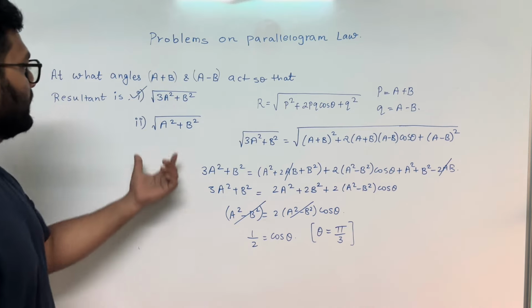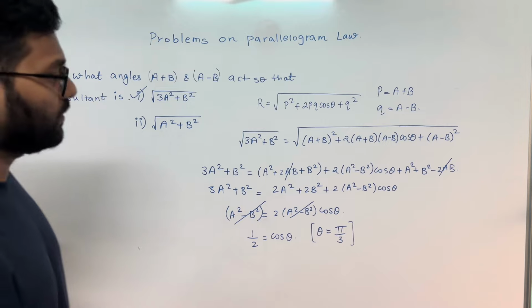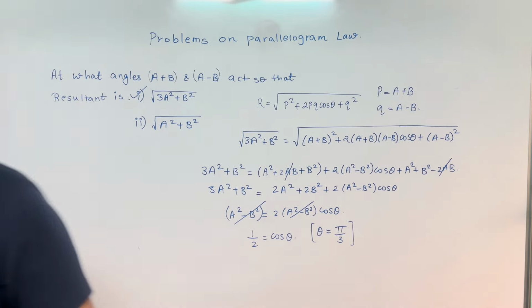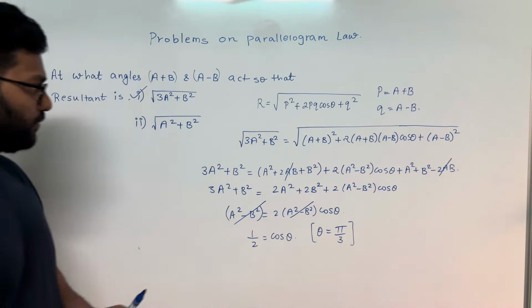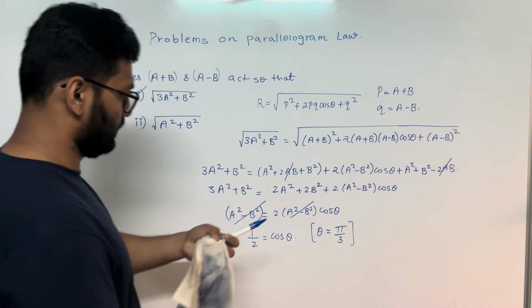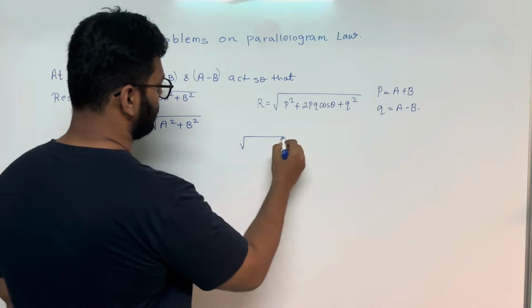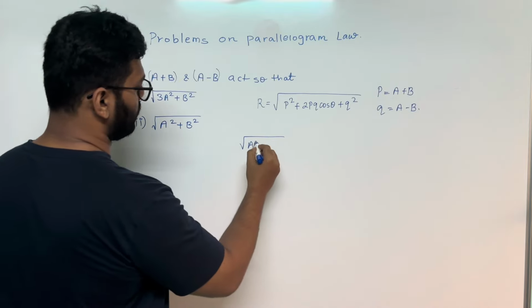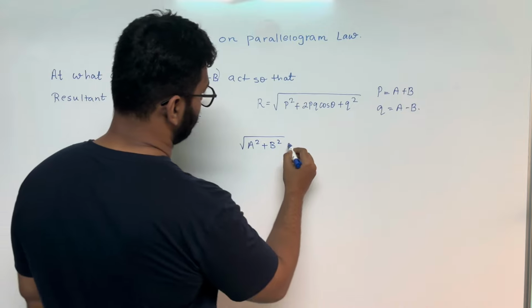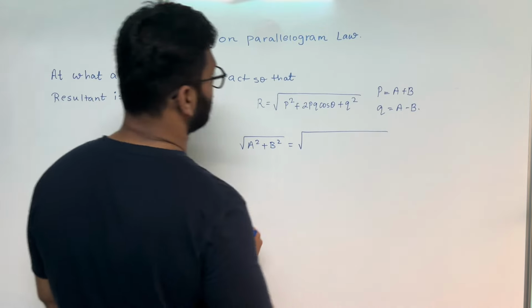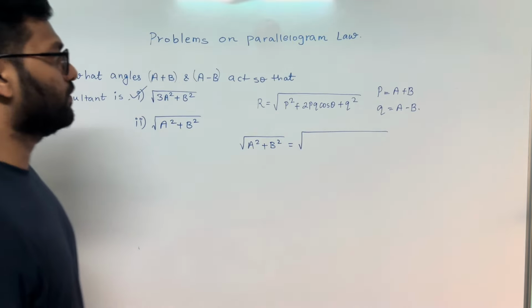Okay, you can try this second one yourself, or otherwise I will do it. You can pause this video and try it yourself, right? By that time I will do the second one as well. The second one, again the same thing we have to do. We want the resultant to be square root of a square plus b square. This is going to be square root of p square plus 2pq cos theta plus q square.